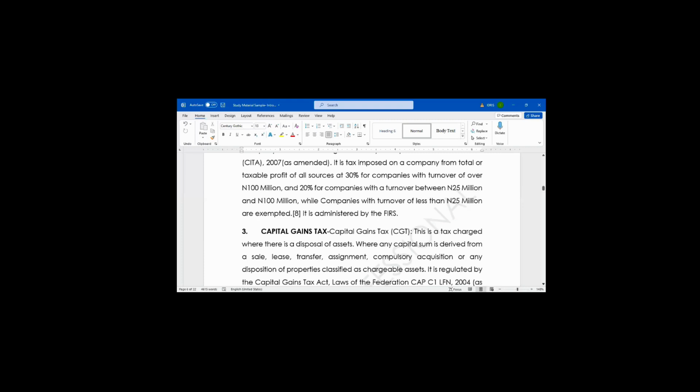So when they ask you who is the relevant tax authority or who administers capital gain tax, you let them know that it depends on the nature of the transaction. If the capital gain is coming from a sole proprietorship, partnership, individual, or trustee, it is going to be collected by who? The State Board of Internal Revenue Service. But if the capital gain is made by a company, the capital gain tax is going to be collected by who? FIRS.